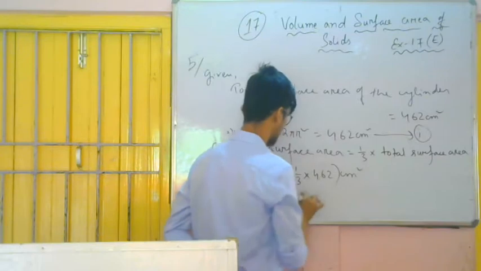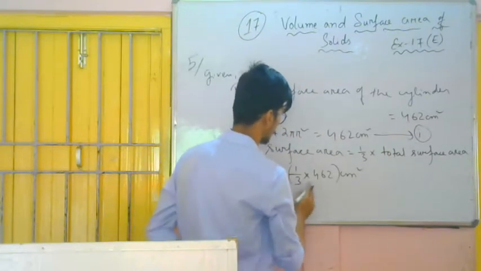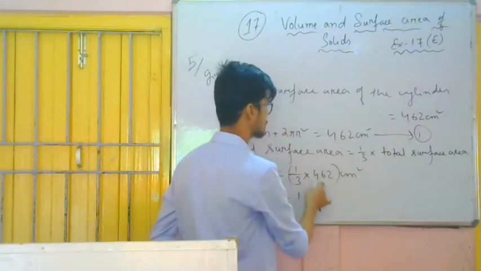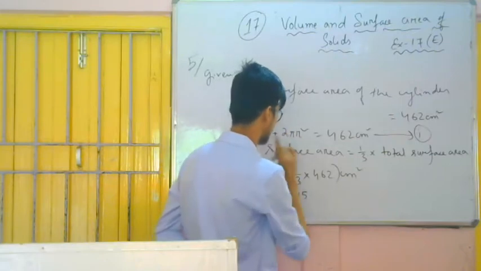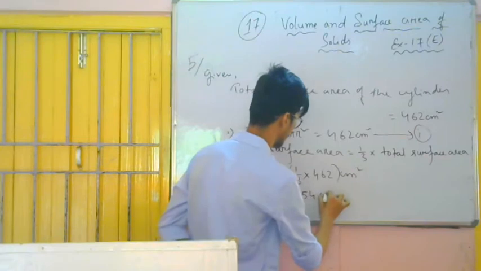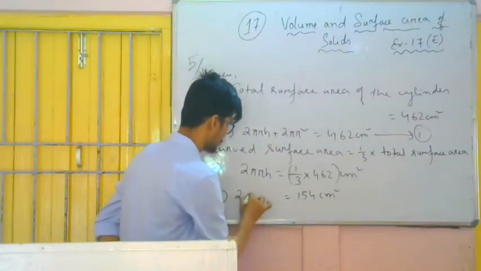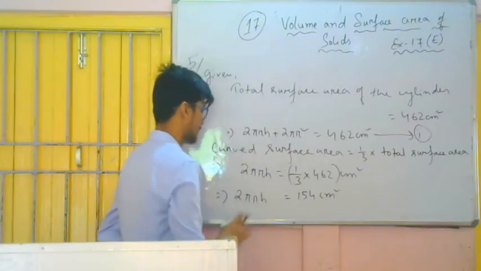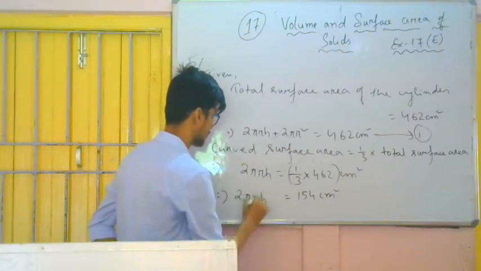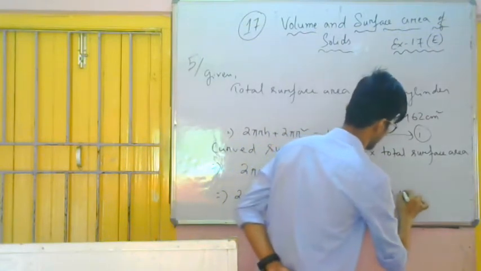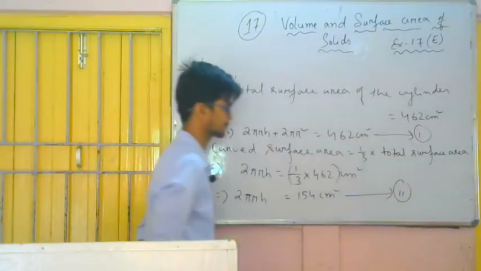Which will be equal to, with 3 if I cancel this one, 3 1s are 3, then 1 left 16, 3 5s are 15, again 1 left 12, 3 4s are 12. So 154 cm square. This implies 2 pi rh will be equal to 154 cm square. I will give this equation number 2.